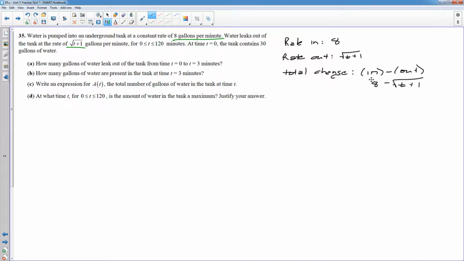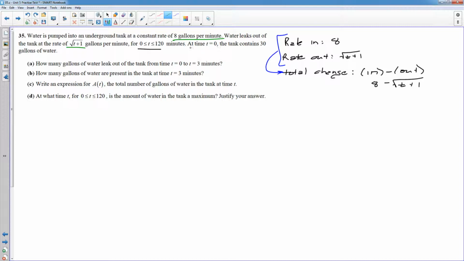Now that is the total rate of change that it factors in the rate in and the rate out. So I'm just going to make that little note to myself right now. It probably will come into play later on. Let's see. We're only going from 0 to 120. At time 0, the tank contains 30 gallons of water.